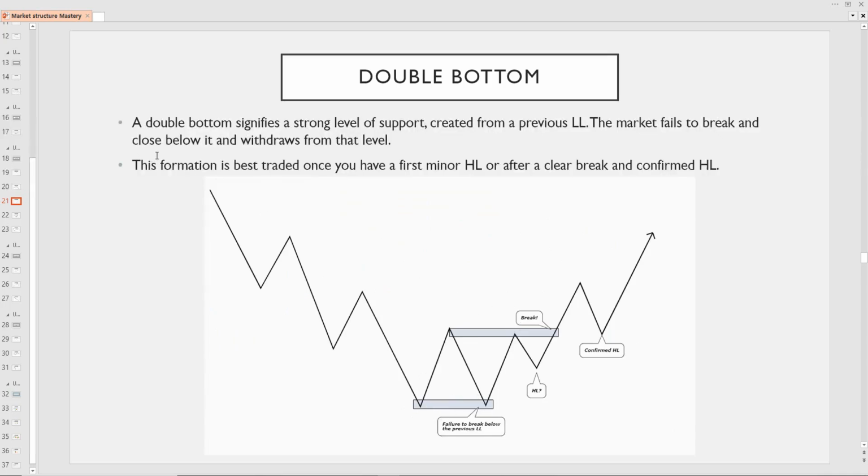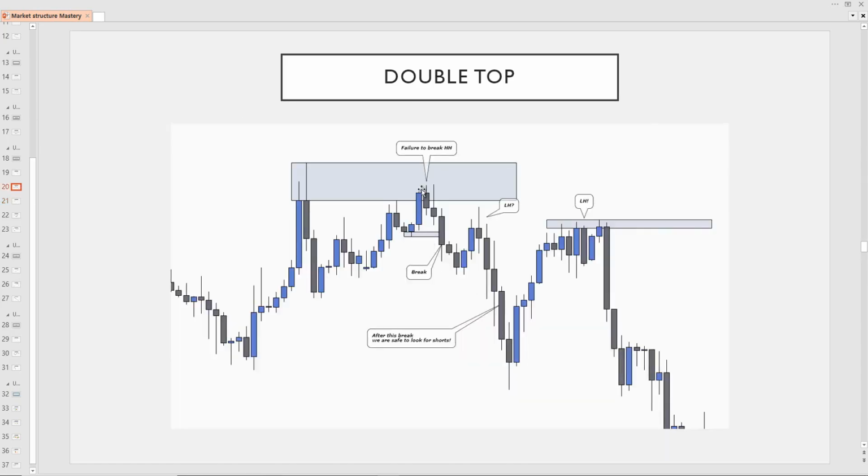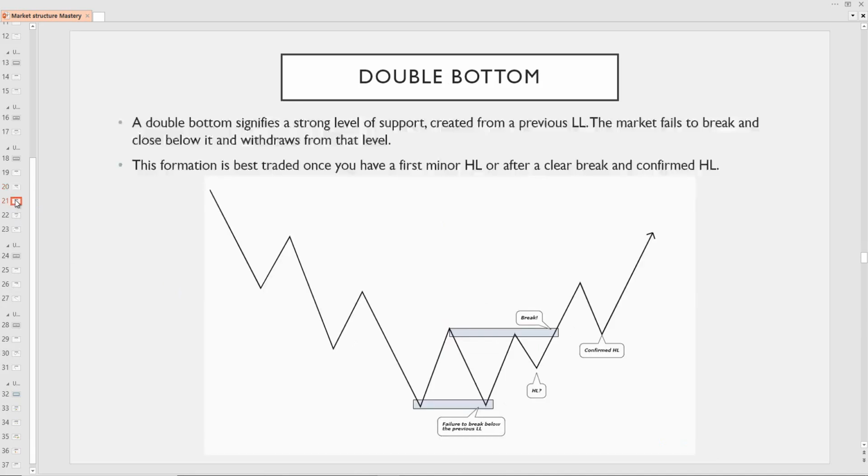The formation is best traded once you have a first minor higher low, which in this case is this one, and is with a question mark because it's not yet confirmed. Okay, so if this little line right there had a break above this structure, then this would have been confirmed. But sometimes the market will not actually show you a clear break as we had right there. Like this is a clear break, right? But sometimes this might not happen.